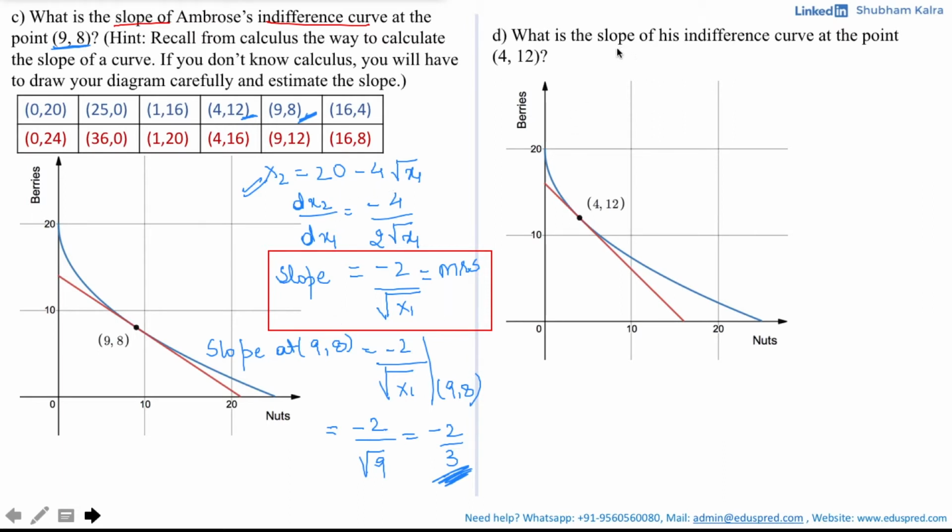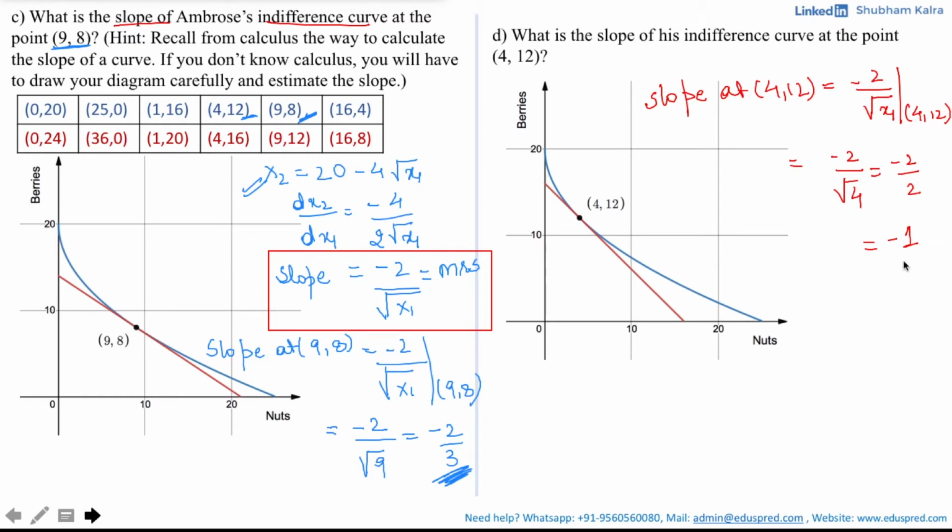And now the question asks us to evaluate the slope of the indifference curve at the point (4, 12). So let's do that. That is the slope at (4, 12), which means we have to just evaluate this expression at the point (4, 12). That is minus 2 divided by the square root of x1 evaluated at (4, 12). So let's substitute the value of x1 into this expression, as it only consists of x1 and not x2. By doing that, I have minus 2 divided by the square root of 4, which is minus 2 divided by 2, which is minus 1. Thus, the slope of the indifference curve at the point (4, 12) is minus 1.